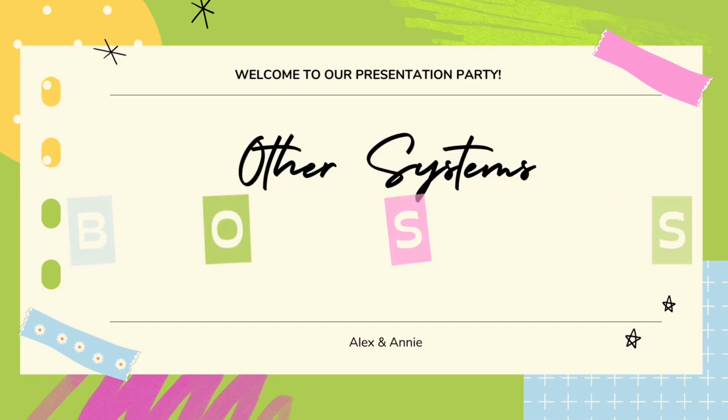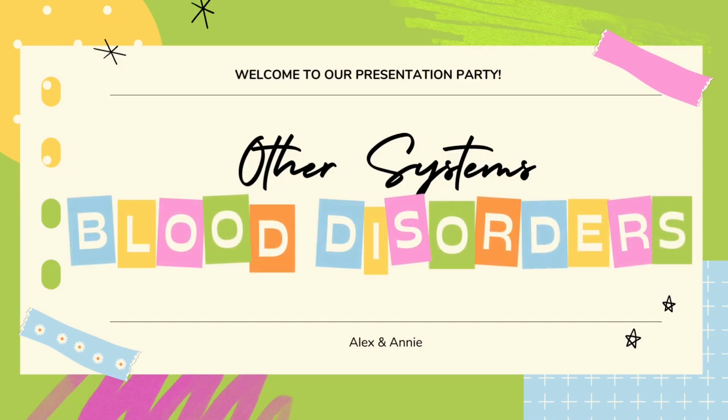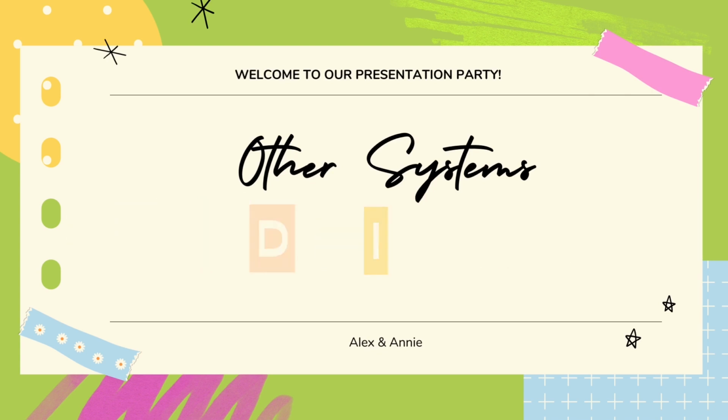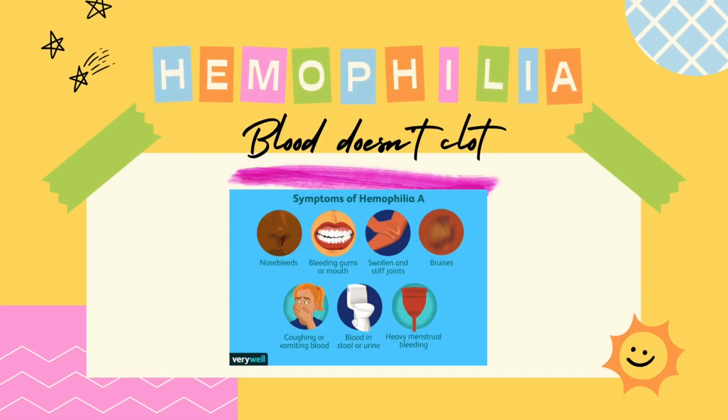Today we're going to be going over other systems and more specifically going over blood disorders. One blood disorder that you might come across while studying is hemophilia, and this is when blood does not clot. Common signs and symptoms include nosebleeds, gum bleeding or mouth bleeding, swollen joints, stiff joints, bruising, blood in stool or urine, coughing or vomiting blood, or even a heavy menstrual cycle.